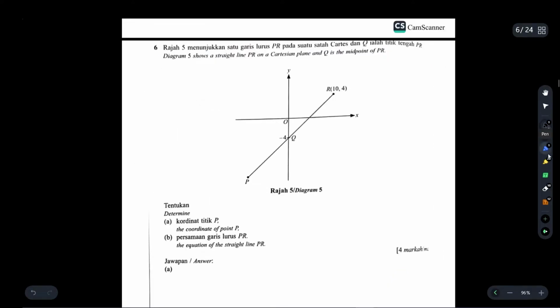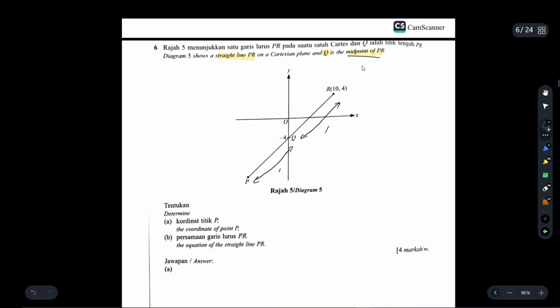So let's hop on to the next question. Right now we have a Cartesian plane and it shows that the line PR is straight, as we can see. It says that Q is the midpoint of PR, so we actually have a 1-to-1 ratio between PQ and QR. We actually have a formula for the points on a straight line in additional mathematics, but I'm not going to mention it right now since we are talking about modern mathematics.